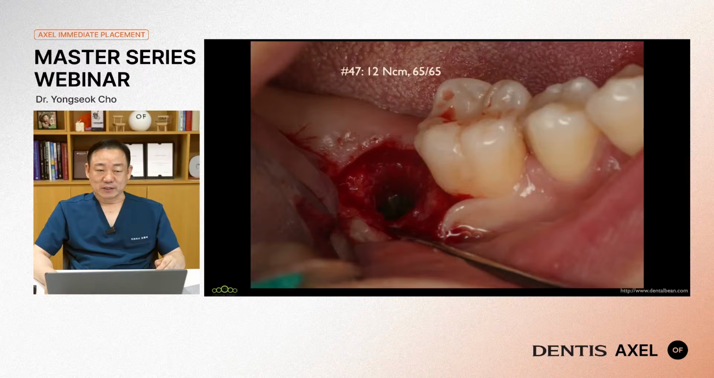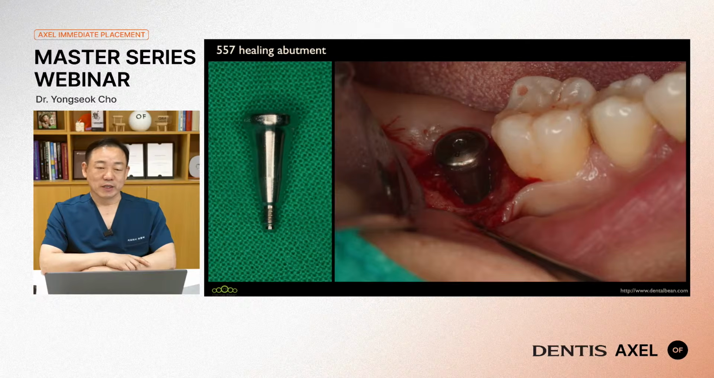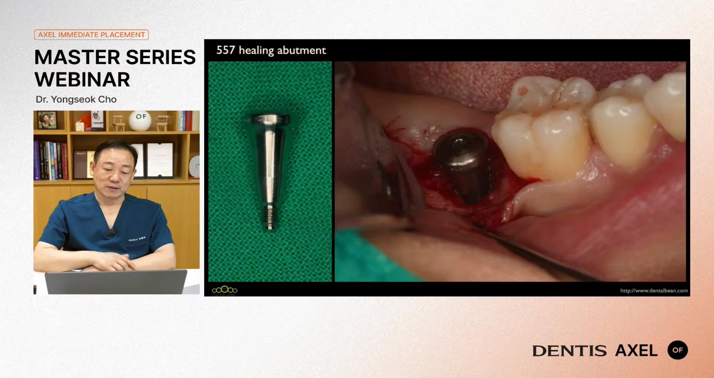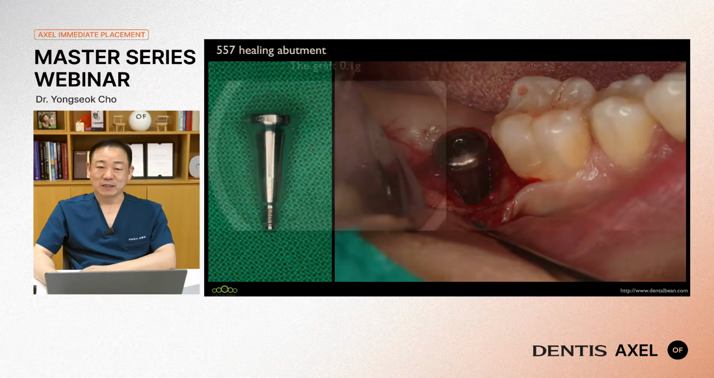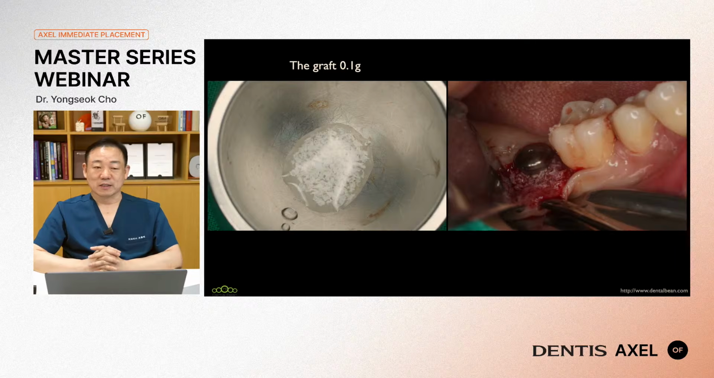Because the buccal bone height is very lowly positioned, to avoid complex surgery, I decided to place the implant deeply, avoiding thread exposure. I need a long healing abutment to make an equigingival level. And a minor bone graft was done on the buccal side. The purpose is not to make bone. The purpose is to preserve the volume of the buccal bone. So I didn't even use a membrane in such a situation.